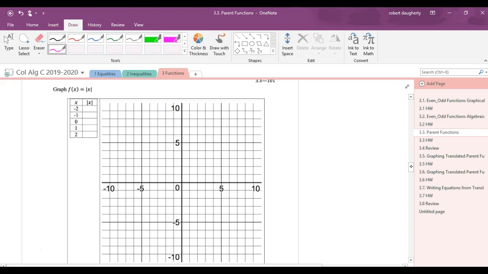Okay. The absolute value of x. This is the one that we call the v. Okay. This was the v. So you can certainly work, Michaela, you can work this one in.